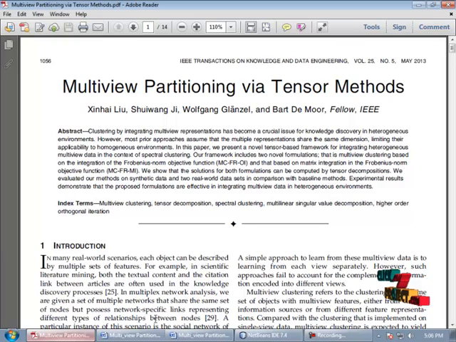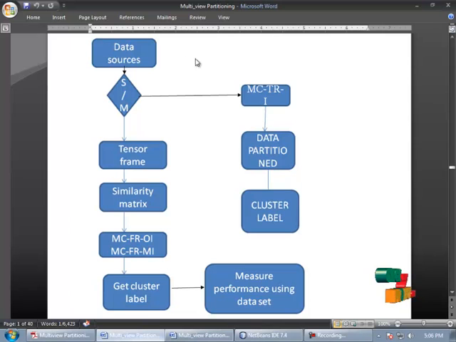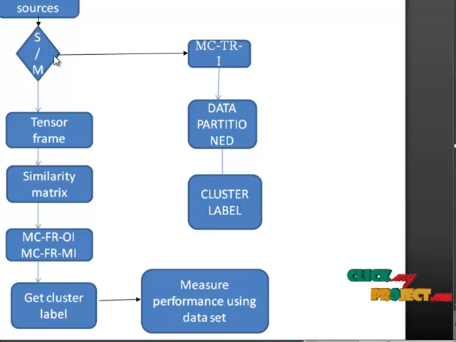Now we are seeing the flow diagram for this process. We have to import the data source, and then find the spectral clustering rule-wise. We need to find the similarity matrix. Then we have to find three formulas. The first formula is trace maximization, and the others are the problem of the objective function and matrix integration.